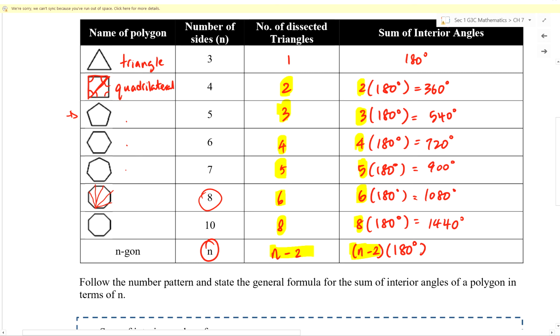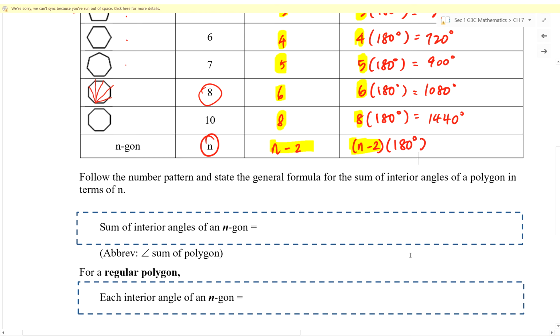Okay, so this is a formula that we can use. You don't have to derive it by yourself. And in fact, by the end of this lesson, you would have already remembered this. It is not difficult. Minus away 2 sides times 180 degrees. So the sum of the interior angles of an n-gon is simply n minus 2 multiplied by 180 degrees.